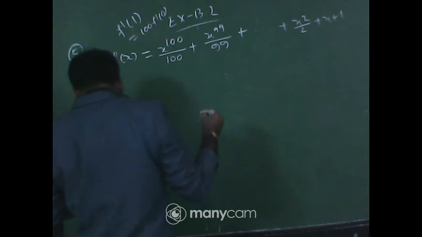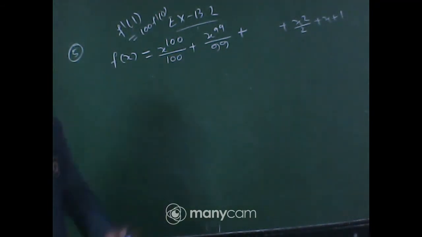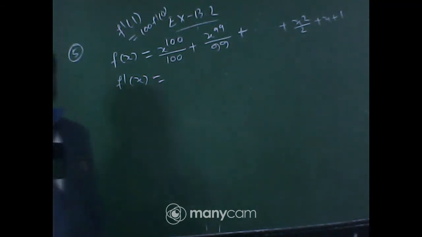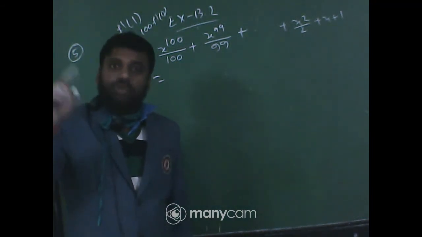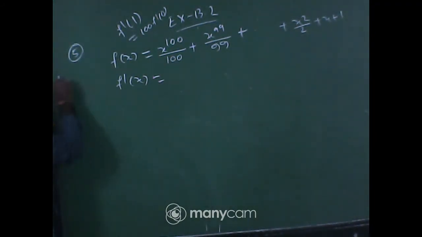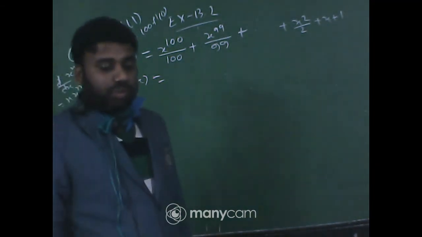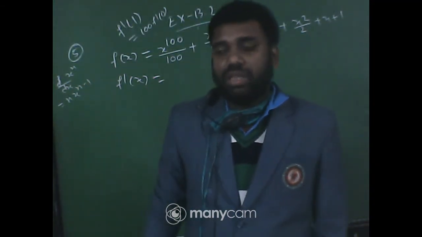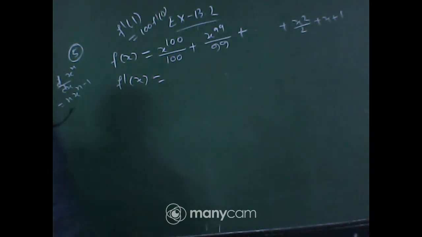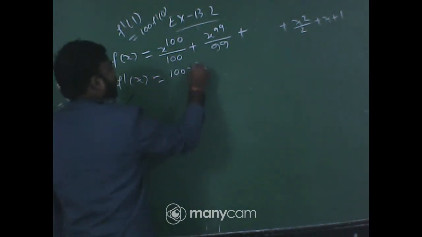First of all, students, we need to find f dash x, then we will go for the proof. So what will be the f dash x? There is a power, so we will use the x to the power n formula. The formula is d/dx of x to the power n, that is n into x to the power n minus 1. This formula we will use here. Now f dash x equal to 100 x to the power 99 by 100.